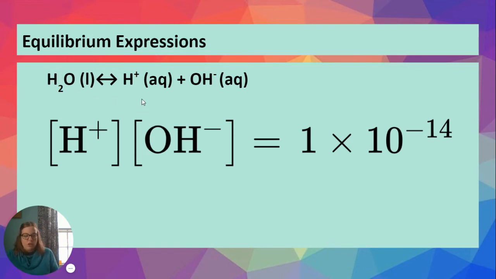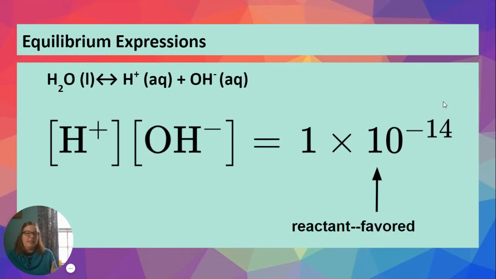So its concentration is always going to be 100% pure liquid, so we don't include it in the equilibrium expression. Had this been a reversed reaction where I had H2O as my product, I would have a 1 in my numerator, and then H plus and OH minus would be in the denominator. In this case, the K value for this reaction is 1 times 10 to the negative 14th at 25 degrees Celsius. K values are temperature sensitive, just like lots of other things are.